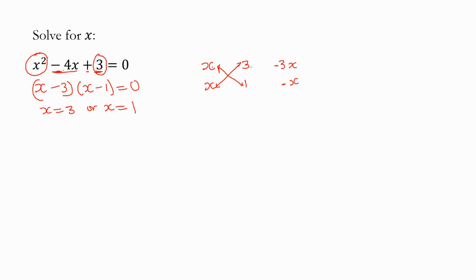So if this is negative 3, it means this one now, we make it negative 3. This one also, make it negative 1. You see that? So negative 3 plus negative 1 is negative 4x. And then you take this and you take that. So these are the factors there. You see that? That's another method. And then we've managed to find the values of x.